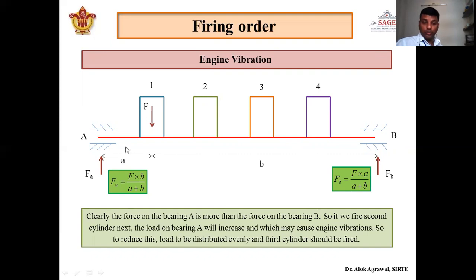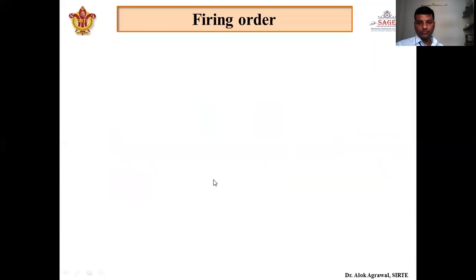vibration. So to reduce this vibration, we will not fire engine 2 after engine 1, we will fire either 3 or 4. Okay, so that has to be optimized depending upon the other parameters, that is engine cooling and back pressure generation. So it has been clear from this discussion that we cannot fire cylinder 2 after cylinder 1 because it causes engine vibration, as the load in the bearing A will be more at a particular time and there will not be any load in bearing 2 as compared to bearing 1.